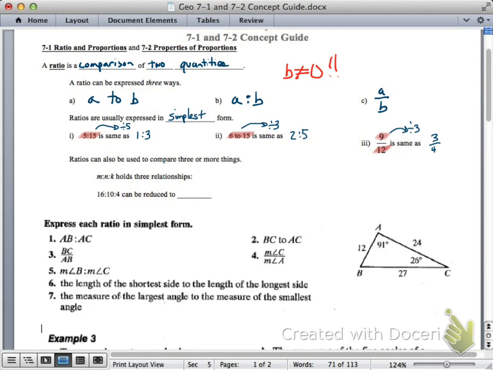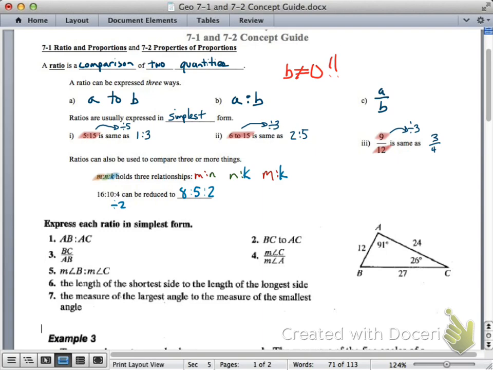Ratios can be used to compare more than just two things. In this expression here, m to n to k, we can take any two parts of that and say m to n, n to k, m to k. All of those things will go together, or if we had 4 or 5, they all could be related to each other in the form of a ratio. And then they can be reduced similarly as well, as you see in this example. 16 to 10 to 4 can be reduced by a factor of 2 to get 8 to 5 to 2. I expect these are all concepts you've seen before.